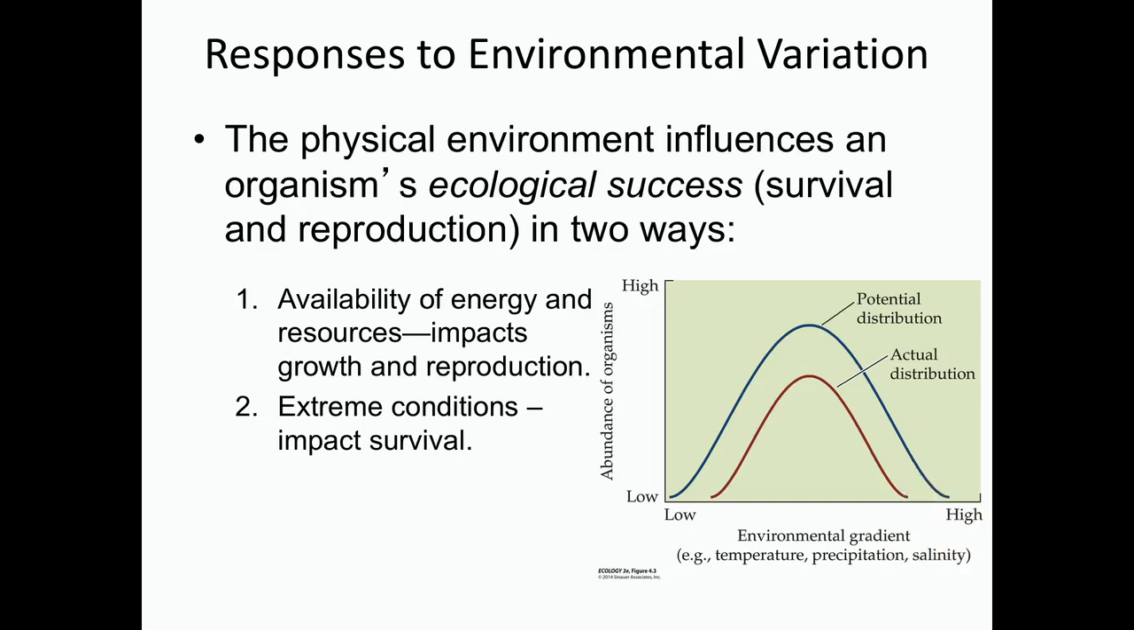First off, physical environment does influence whether or not an organism will be successful, as in they will survive, and in addition to survival, they need to also be able to reproduce. And it does this in two major ways. One, it determines how available energy resources are. So organisms need energy in order to be able to be successful. So the availability of those energy resources varies around the Earth, and this impacts directly their growth and reproduction.